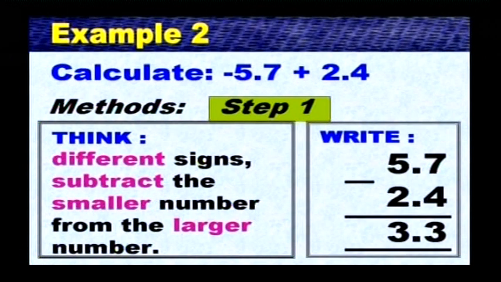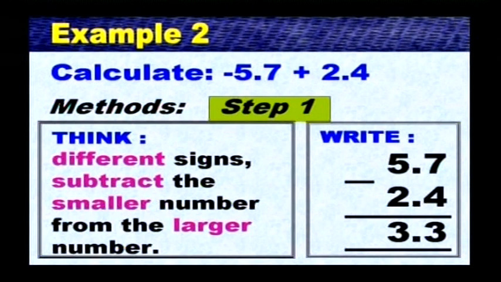And what is the smaller number here? What is the smaller number? 2.4. And what is the bigger number? 5.7. So if you subtract 2.4 from 5.7, what answer do you get?